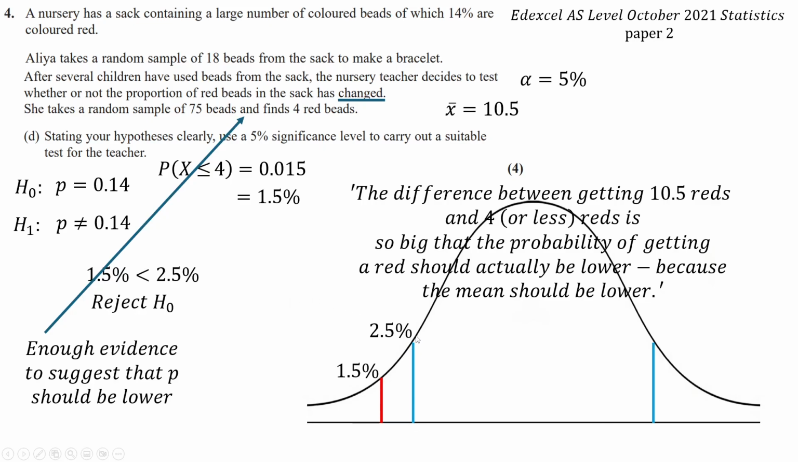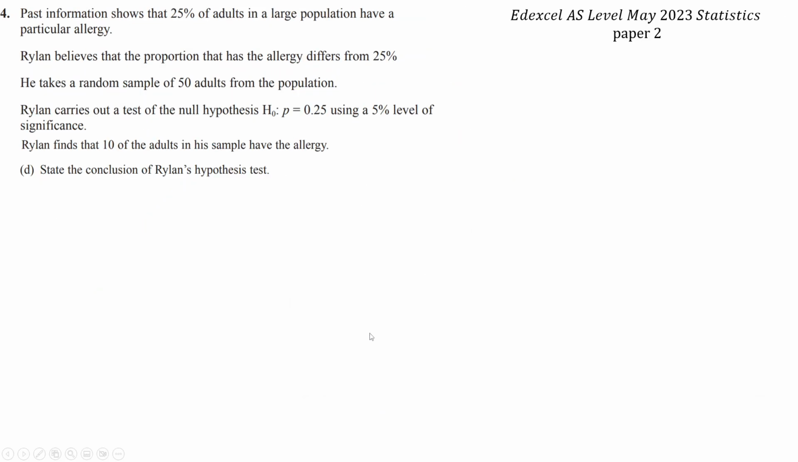2.5% is the maximum percentage of coincidence which we will barely shy away from, right? Hopefully that makes sense. Let's try another one.